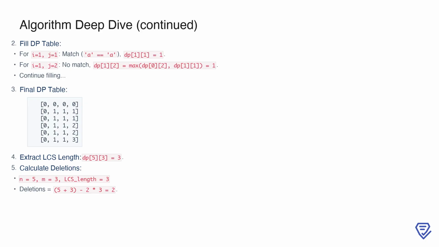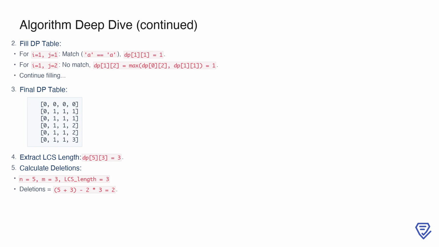This process continues, comparing characters and updating the table based on whether characters match or not. After completing all iterations, the final dp table looks like this: 0, 0, 0, 0, 0, 1, 1, 1, 0, 1, 1, 1, 0, 1, 1, 2, 0, 1, 1, 2, 0, 1, 1, 3. The value at dp[5][3], which is 3, represents the LCS length of the two strings.